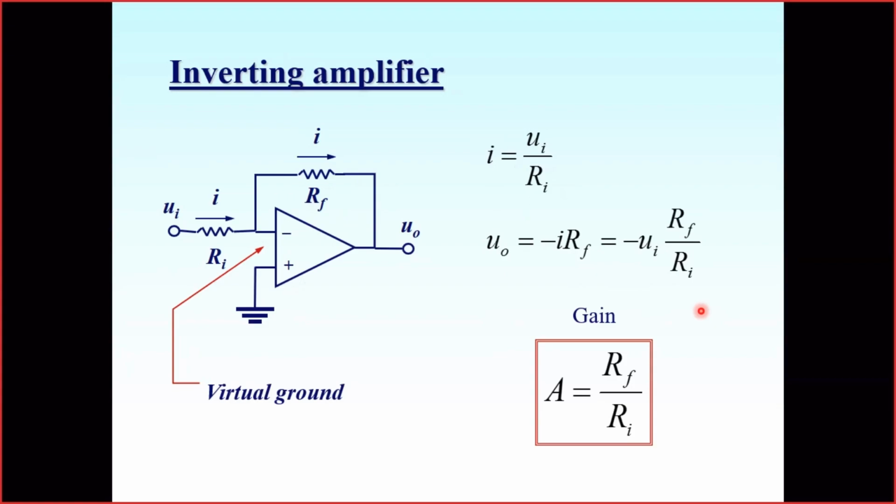So this is an example of how we calculate the amplifier circuit. We exploit these two features. If we have a feedback, then we have equal voltages on the inputs, and no current flows into or out of the input of the amplifier. So we use these two features.